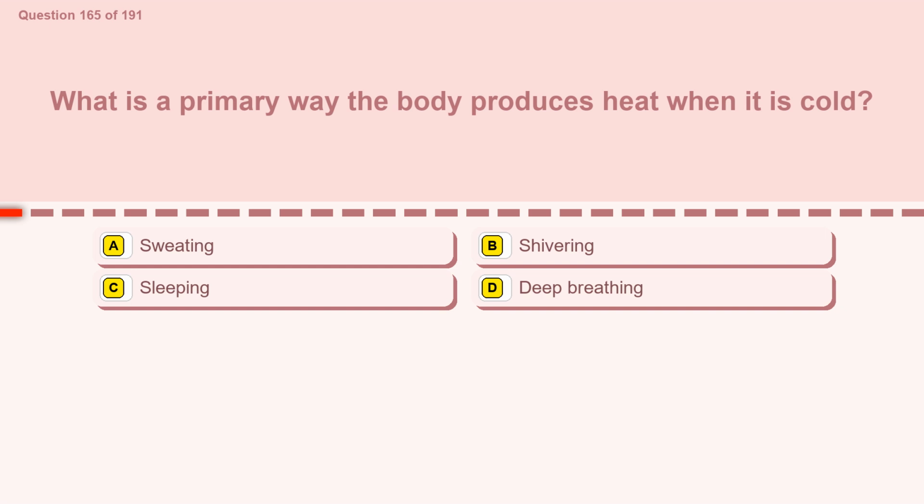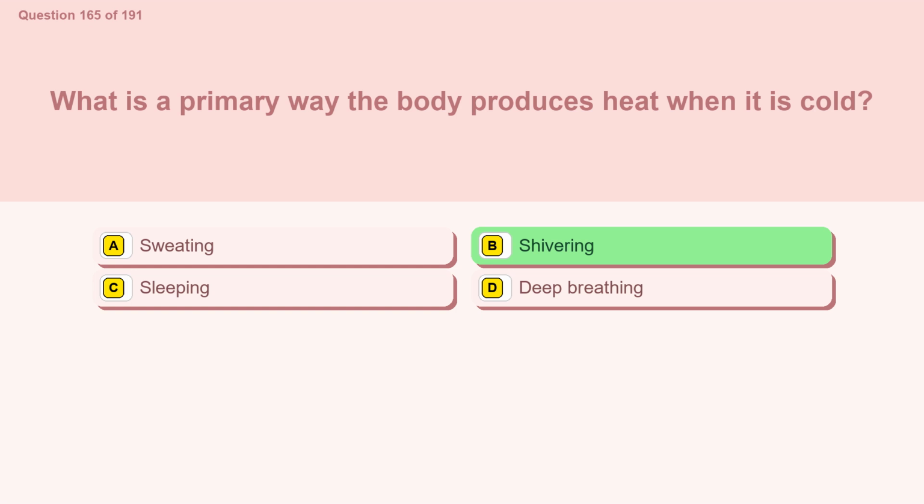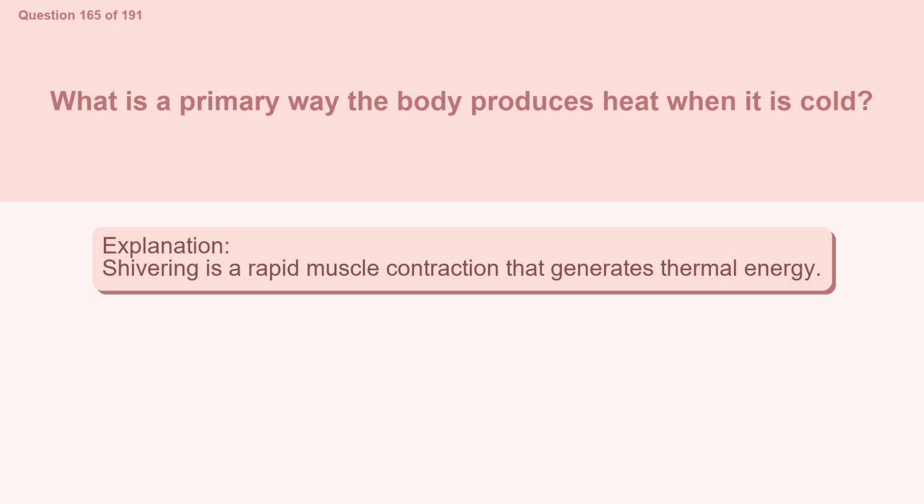Question 165. What is a primary way the body produces heat when it is cold? Option A, sweating. Option B, shivering. Option C, sleeping. Option D, deep breathing. The correct answer is option B, shivering. Shivering is a rapid muscle contraction that generates thermal energy.